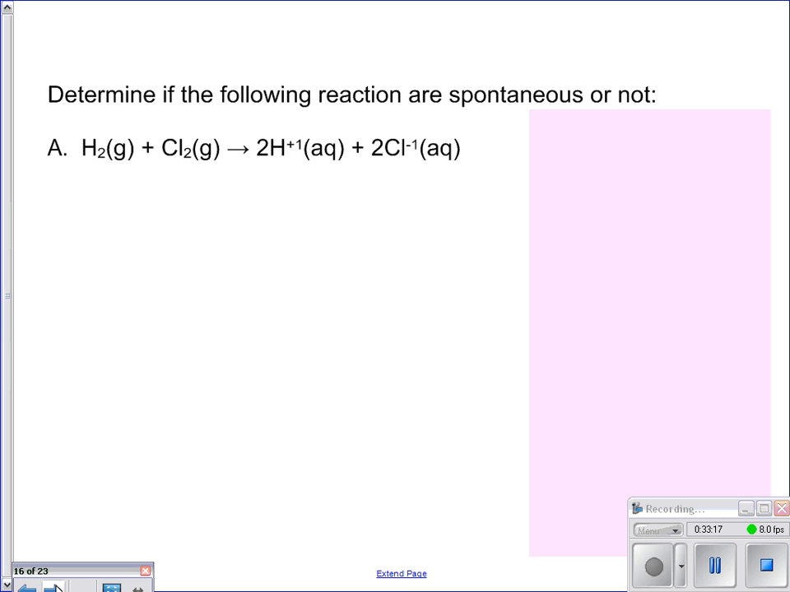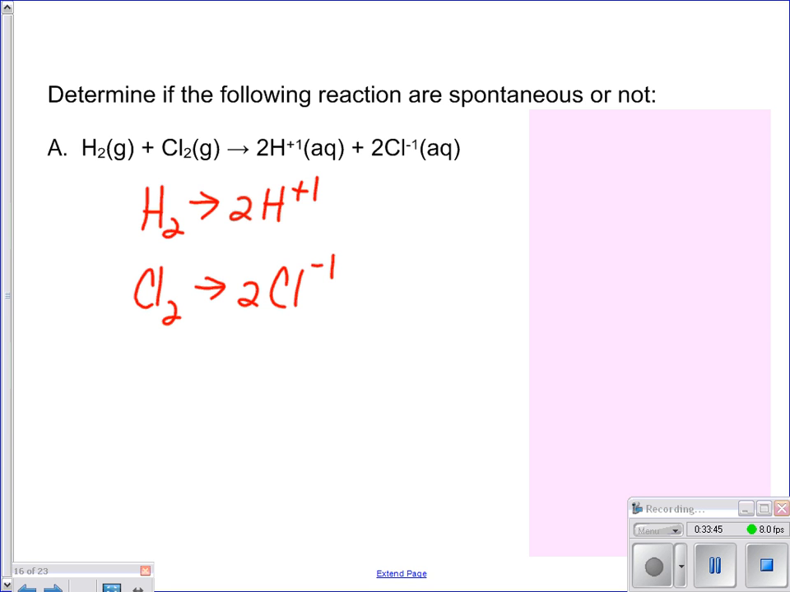Okay, now we get to our examples. And I wish this wasn't our first example, but it is, so we'll stick with it. We've got hydrogen and chlorine, so I'm just going to break it down to my two half reactions. So H2 goes to 2H plus 1. Notice I'm not going to write my phases. I can live without those being written as half reactions. And then my Cl2 goes to 2Cl minus 1. So I've broken it down into those two half reactions. Now I can go through and add my electrons to balance the charge. For my hydrogen, where do I need to add my electrons?